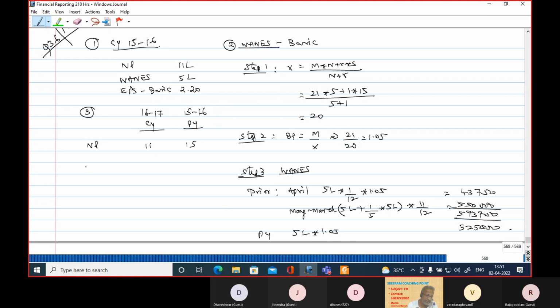11 lakhs and 15 lakhs. Weighted average number of equity shares 5 lakh 93,750. I'm sorry, 14 lakhs and 11 lakhs. 93,750 and 5 lakh and 25,000. So earnings per share: 15 lakhs divided by 593,750 is 2.53. 11 lakhs divided by 5 lakh and 25,000 is 2.10.